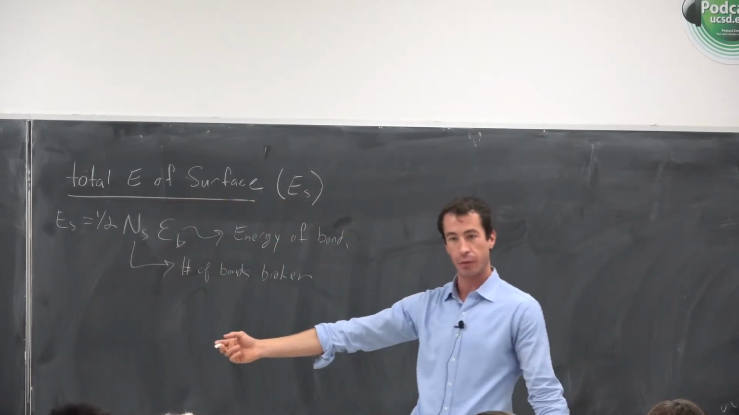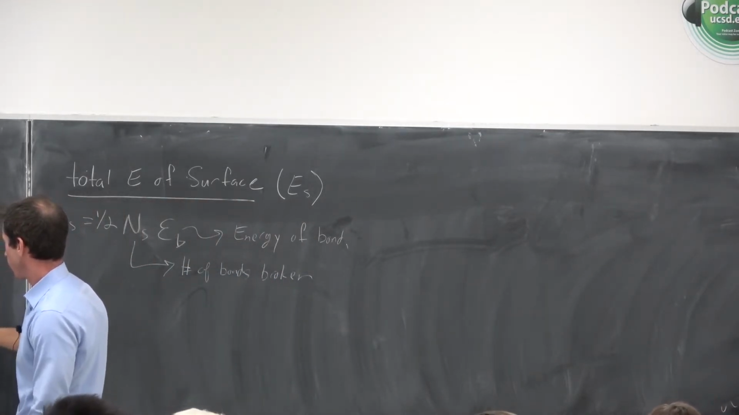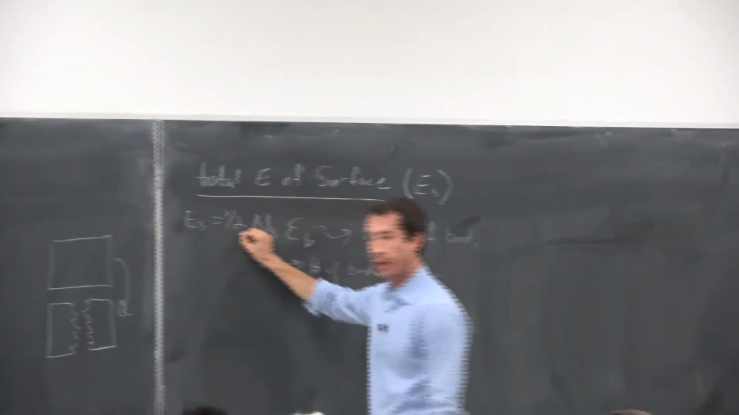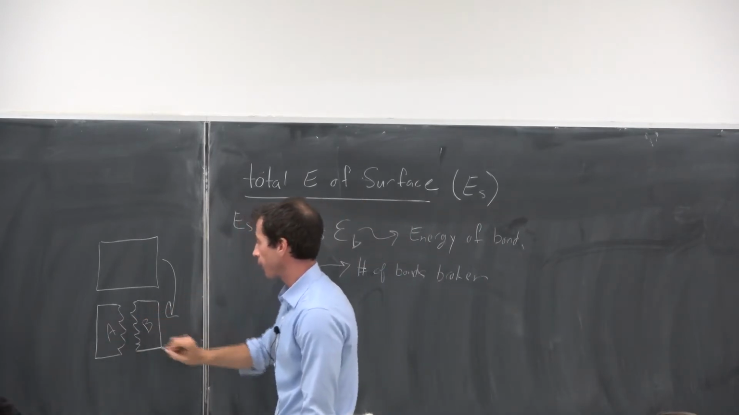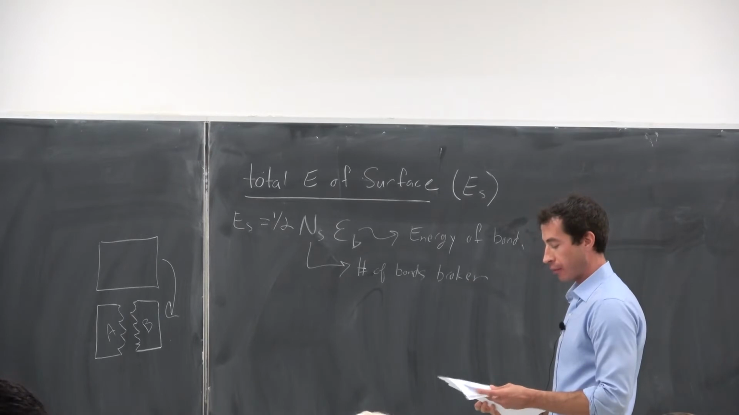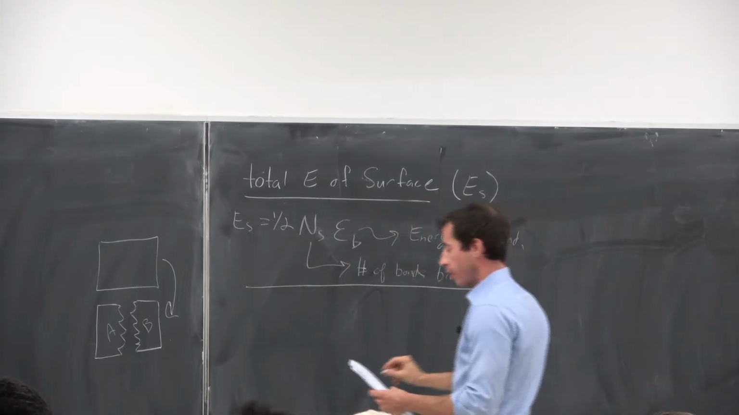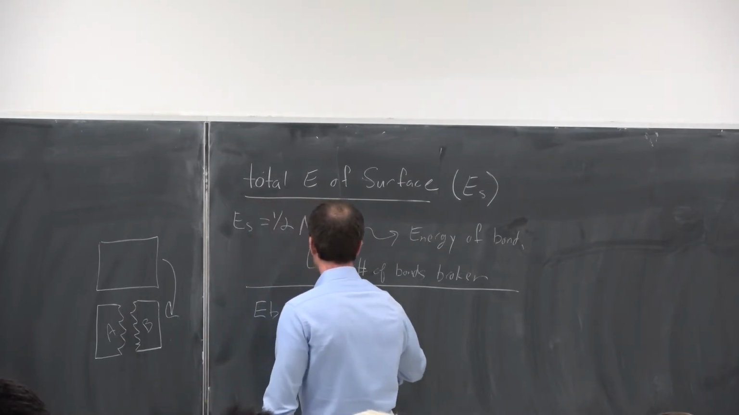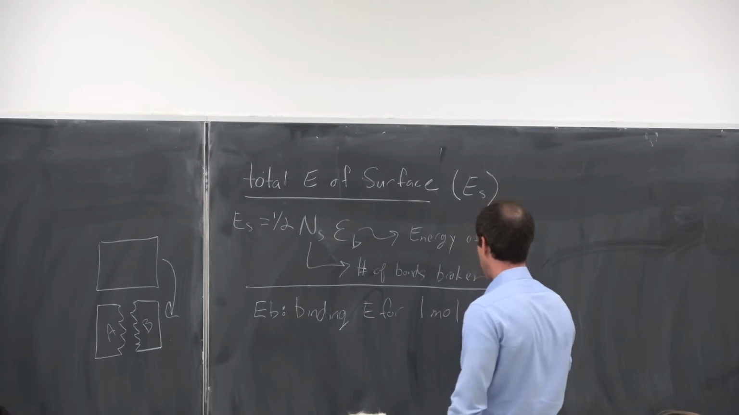The 1/2 is, of course, because we're going from a single surface like that to making two surfaces. Right, so that's why we have this 1/2, because half of this energy is on side A and half of it is on side B. Okay? So let's see. We can also think about this in terms of a molar quantity, binding energy E sub B for 1 mole of atoms.